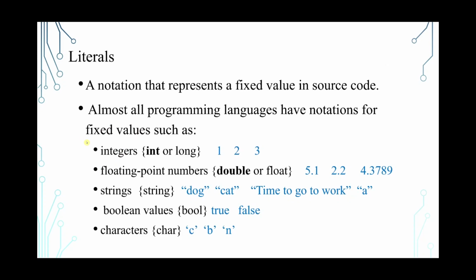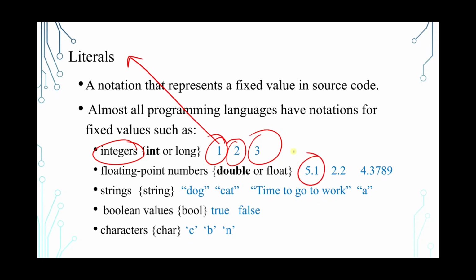So we have something called literals, a notation that represents a fixed value in the source code. It's available in almost every programming language. So, for example, for the integers, the int or long, we use 1, 2, 3, -1, -2. So basically the value itself. This is what we call literals. For the integers, we use whole numbers. For floating point numbers, we use continuous data, like 5.1, 2.2, and so on.